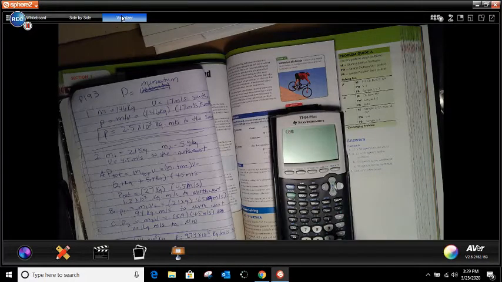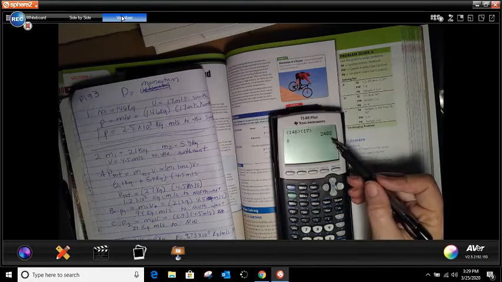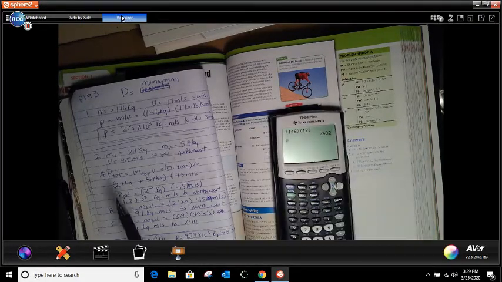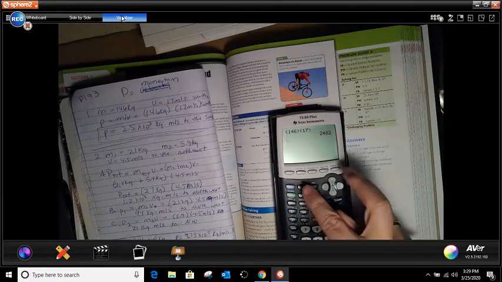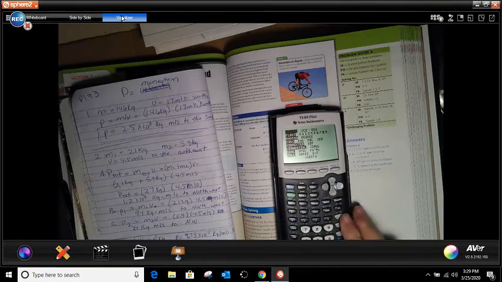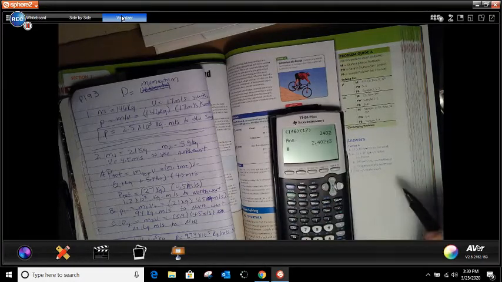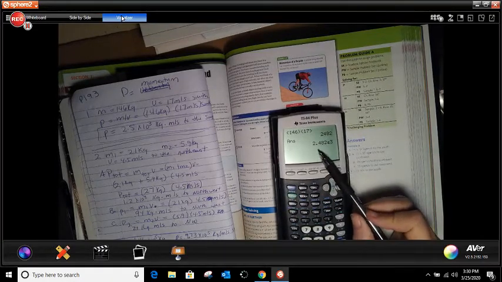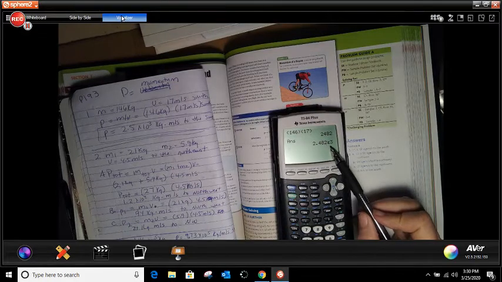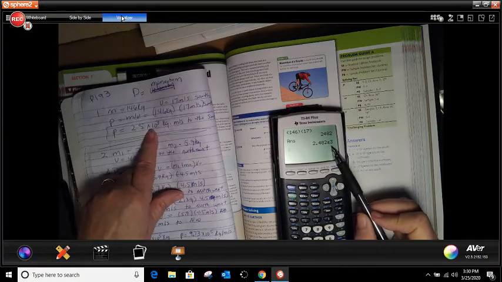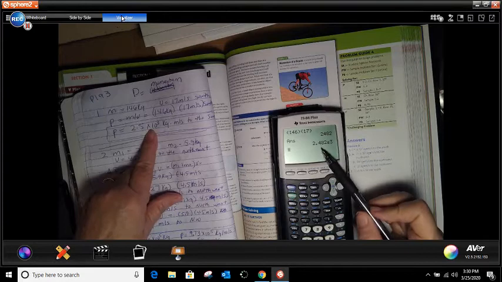Open bracket, so if we're doing this, 146 times open bracket 17 close bracket, and we're going to get this number here. But you know it's different because this is in scientific notation. So to be able to do that, you just change your mode to scientific notation, and you do second enter, and then there we are, 2.482 times 10 to the third power, which I'm just changing to 2.5 because I'm rounding it up.